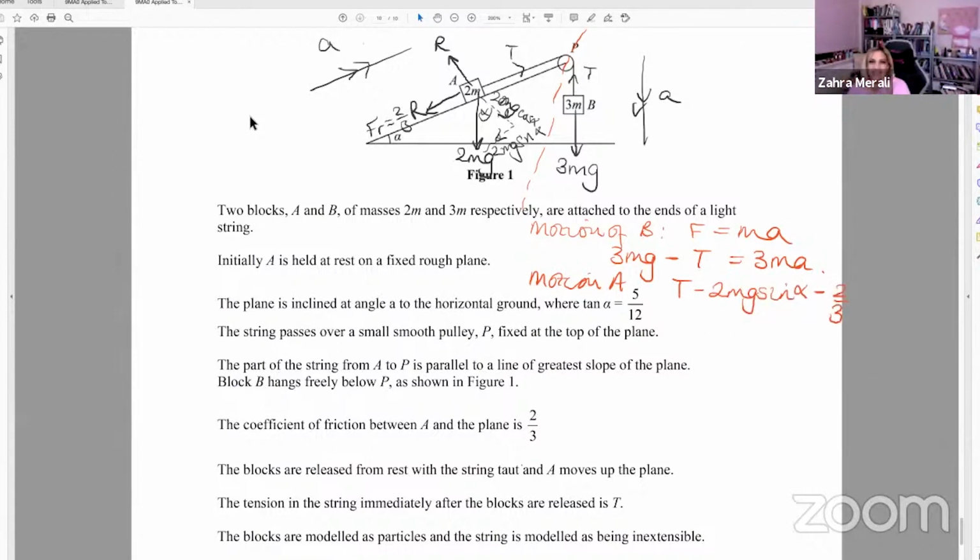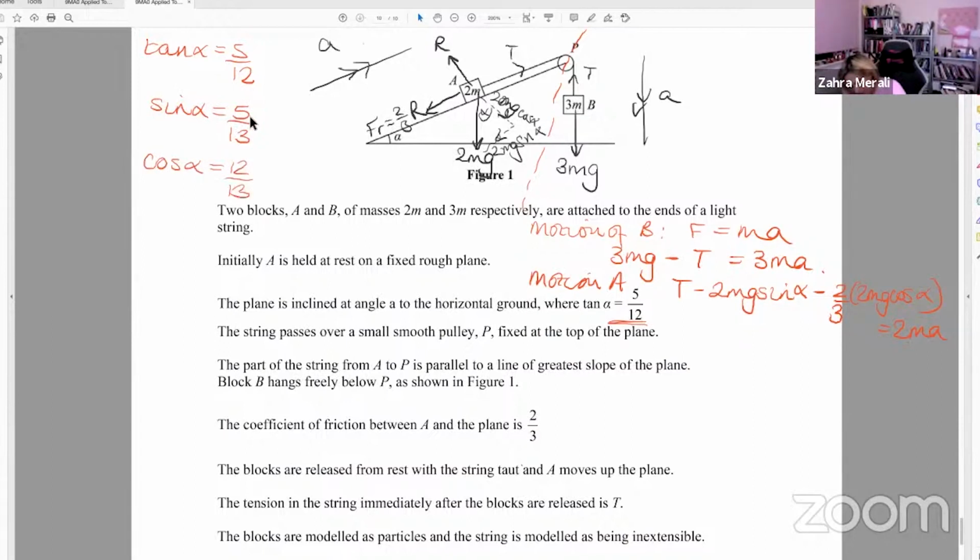But R, we can see up equals down. The only other force is 2mg cos alpha, and that equals 2ma. Okay, so let's clean those up. Oh, we've got tan, I didn't do that. Tan alpha equals 5/12, so sine alpha equals 5/13. Cos alpha equals 12/13.